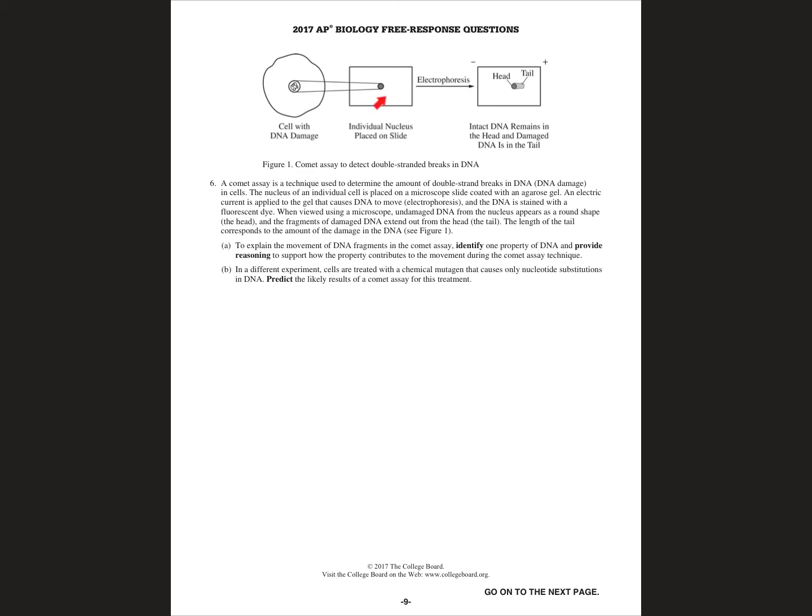In any case, an individual nucleus is placed on a slide. Then you do electrophoresis. There's a head and a tail. Intact DNA remains in the head, and the damaged DNA is in the tail. So this is electrophoresis. Remember, DNA has a negative charge, right? I haven't read the problem yet, but DNA has an overall negative charge on it. So the movement of this molecule is going to be in this direction through the gel.